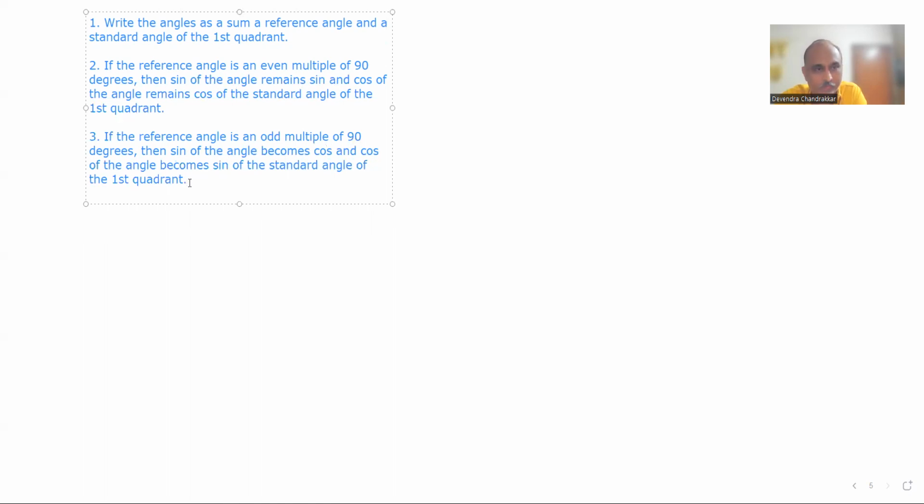ठीक है? The fourth one is add the appropriate sign, that is positive or negative, in front of or before the final values, considering the quadrants. Now, what does it indicate?